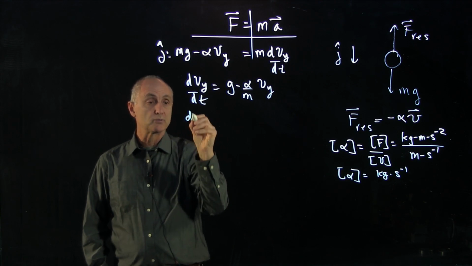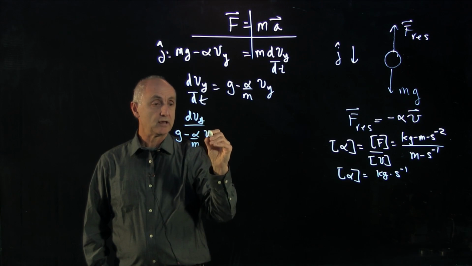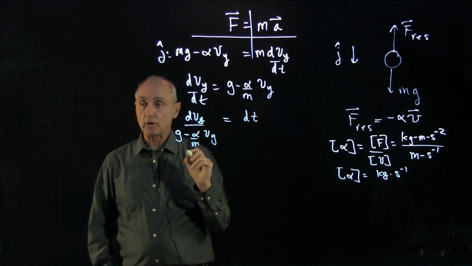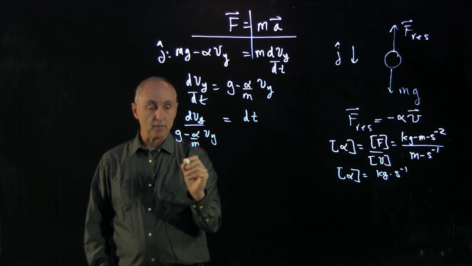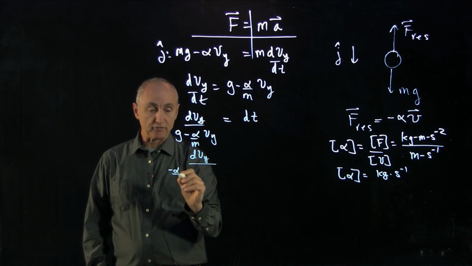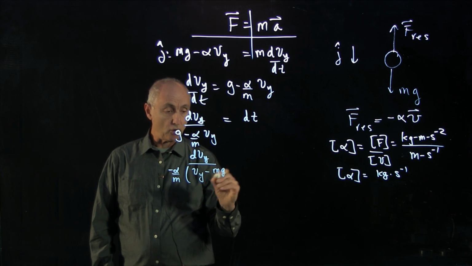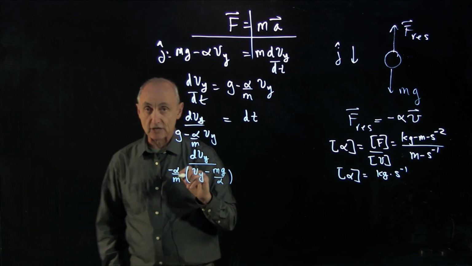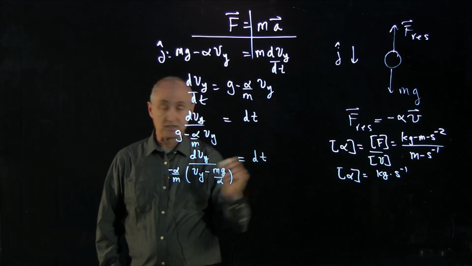So what we do is we bring the velocity terms to one side and the time terms to the other side. And now we can integrate both sides directly. But before I integrate this side, I'd like to rewrite it by writing it as dvy, and I'd like to pull out a minus alpha over m. And this term here becomes vy minus mg over alpha. Why did I do this? For the integration, it just makes my natural logarithm integral look a little bit easier. And over here, I have dt.